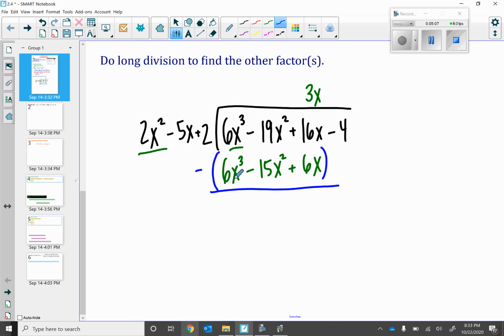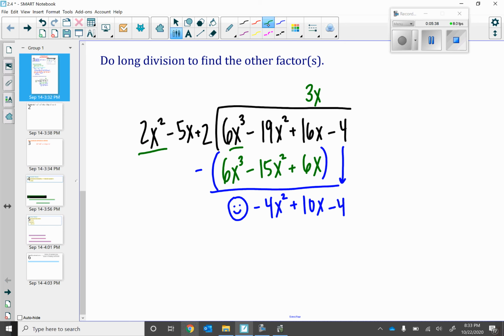6x cubed minus 6x cubed is 0. Good, we want to cancel things out. Negative 19x squared minus a negative 15x squared. Well, technically, minus a negative, we are adding. So I have negative 19 plus 15, negative 4x squared, and then I have 16 minus 6, so plus 10x, and then we drag down this 4. And then we do it all again.